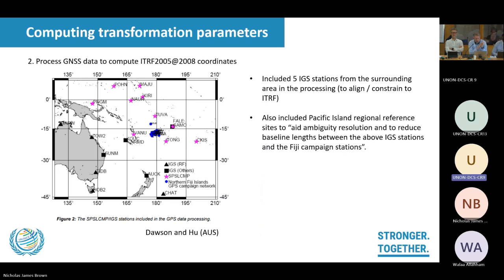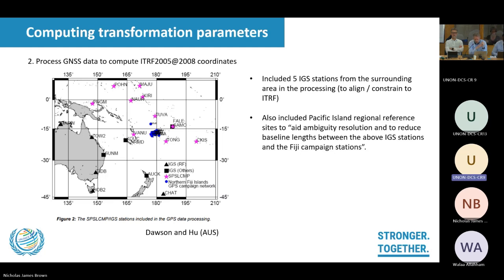So to process the data, which was the next step, processing the GNSS data to compute the ITRF 2005 coordinates, they included IGS stations. Now, at this time, what they did was include 5 IGS stations from the surrounding area. And as we learned yesterday, that allowed them to align all of their work within the ITRF, because if you're linked with the IGS stations, you're going to be linked with the ITRF.